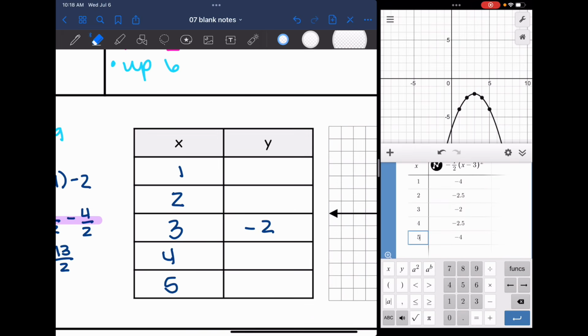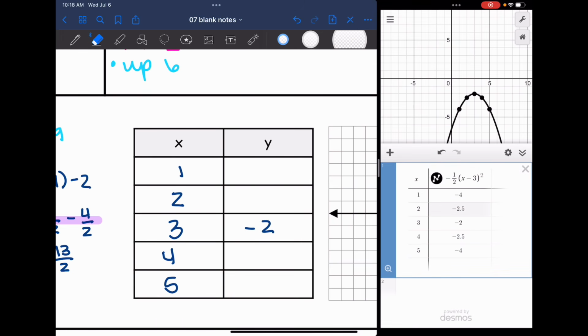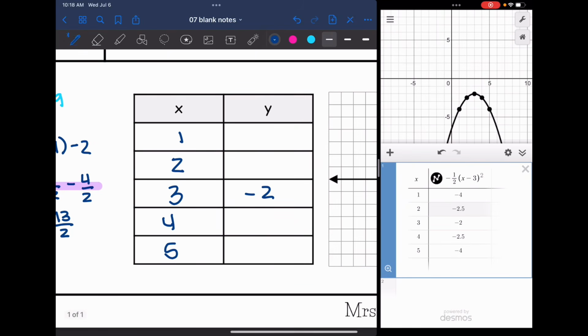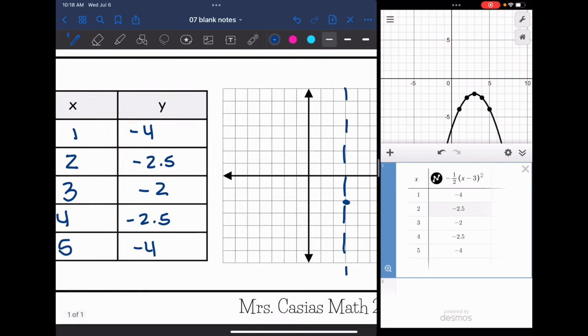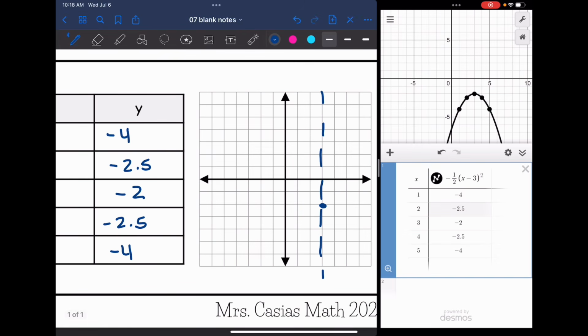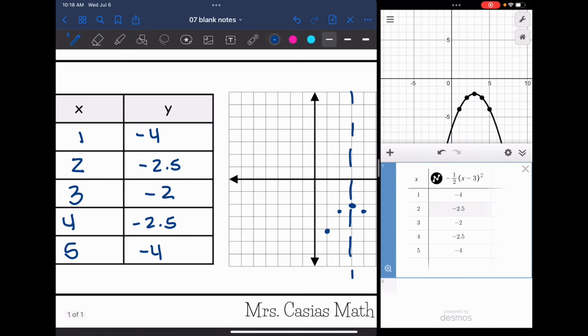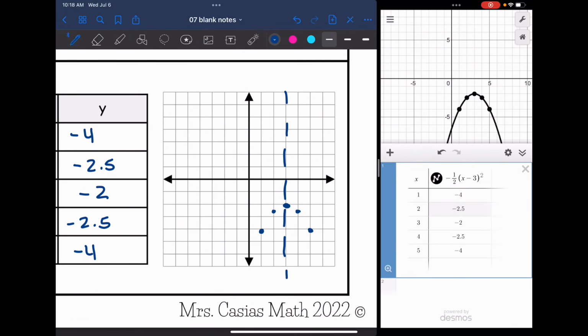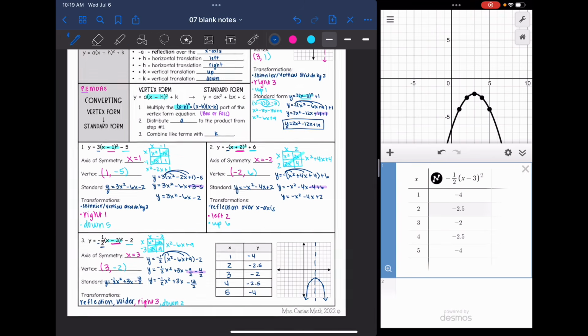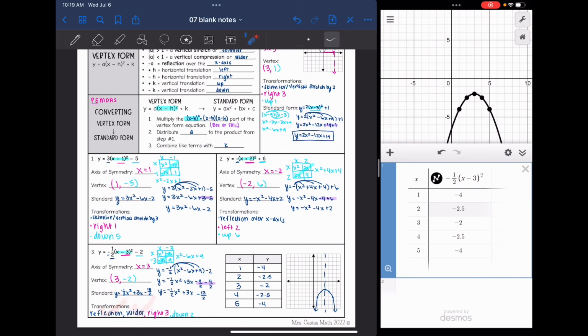Okay, and now I have some other points. It looks like around the vertex I have the points 2, negative 2.5 and 4, negative 2.5. And then I have negative 4 and negative 4. So I'm going to go up or down to negative 2.5 right there. And then I'm going to plot the points 1, negative 4, and 5, negative 4. So there's the parabola. And looks like our transformations are correct. That is reflected, wider, we went right and down.